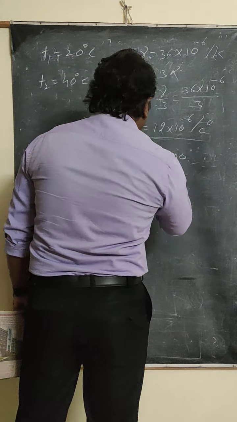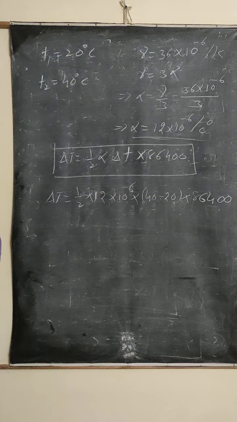Okay, now we are going to substitute the values. Delta T, the loss of the time, is equal to half into alpha value, how much are you taking? 12 into 10 to the power of minus 6, into the temperature difference 40 minus 20, into 86,400. Okay, 86,400. So now we are going to simplify this equation.